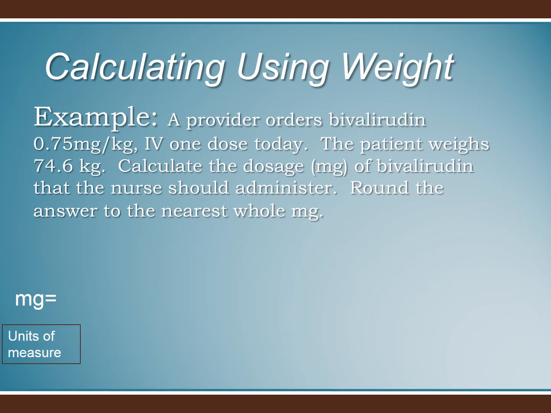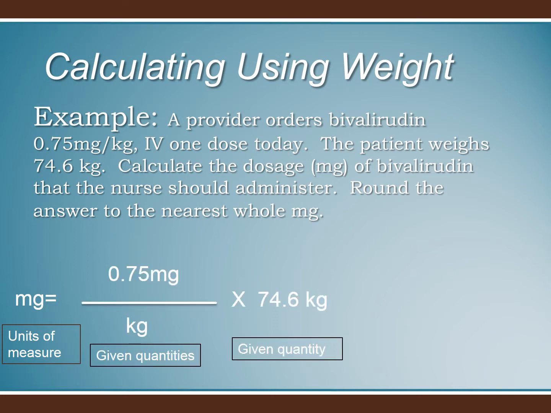So step 1, first you read the question and decide what unit of measure you need. In this example, milligram is the unit of measure needed. Secondly, insert the given quantities. The order is 0.75 milligrams per kilogram. That is one given quantity, and the other given quantity is 74.6 kilograms, which is the patient's weight. I need to be sure to place my milligram quantity in the numerator.